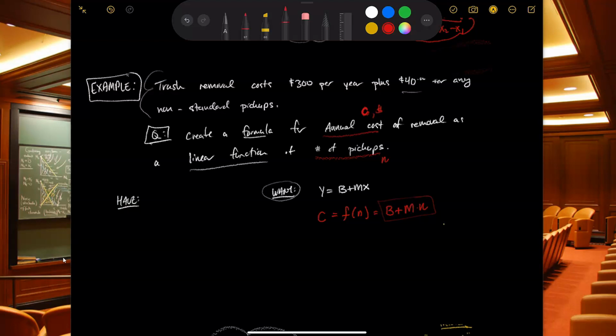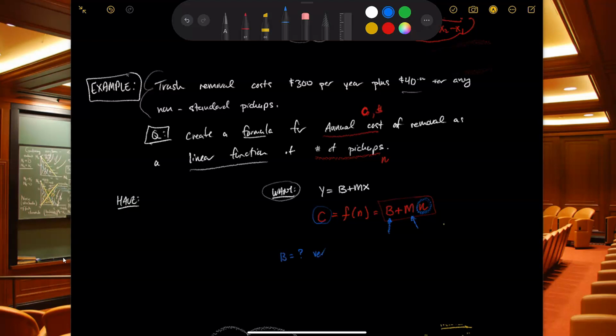And what are the things that I'm missing from this? Well, I'm missing b and I'm missing m. We know we want to have n and C vary. If I'm looking for a formula, that means I need these as variables, but I need b and m. So what are b and m?